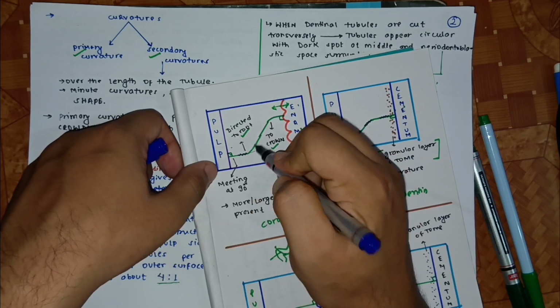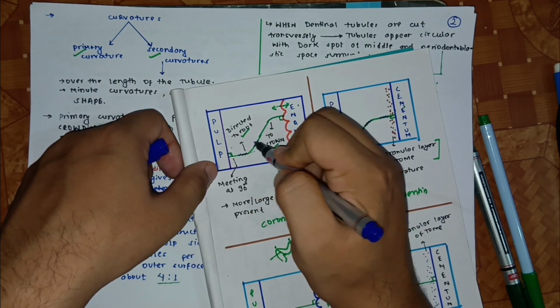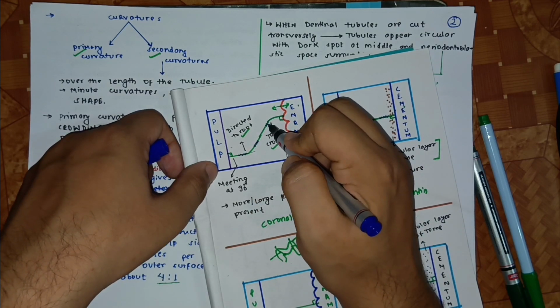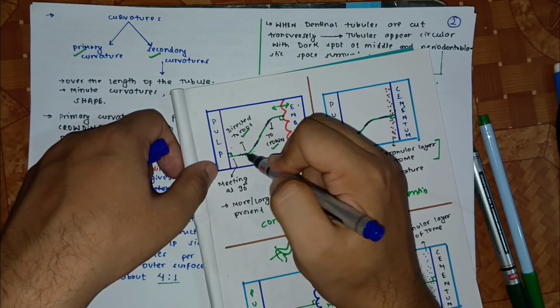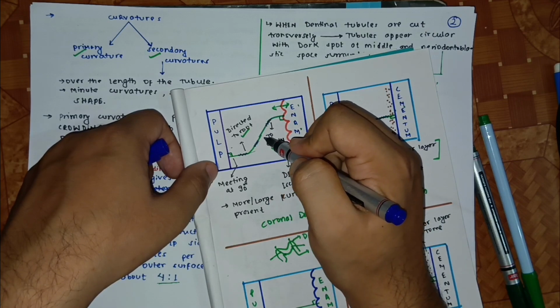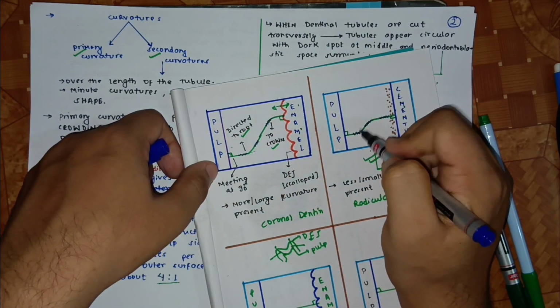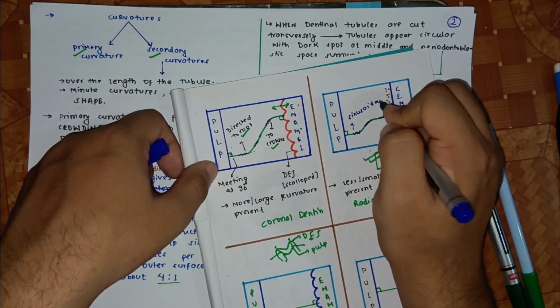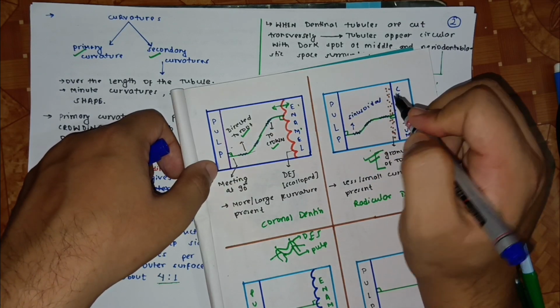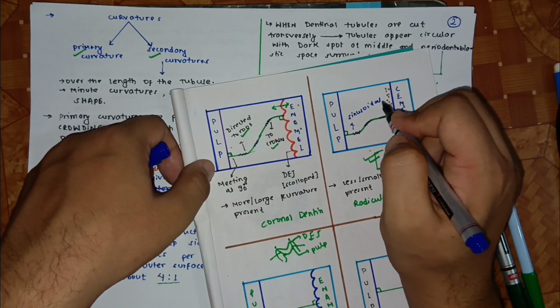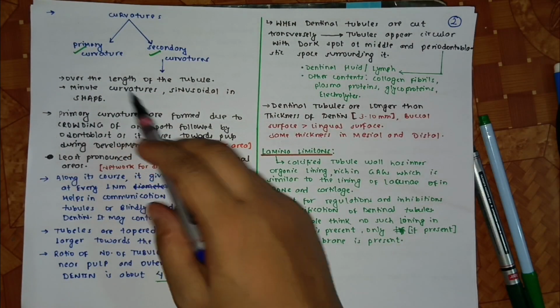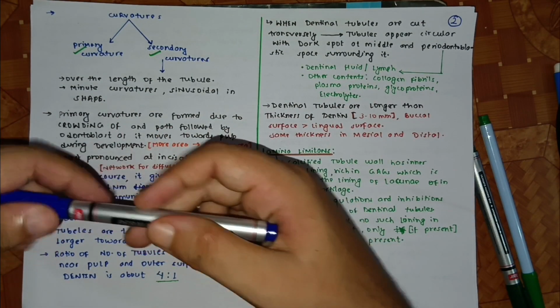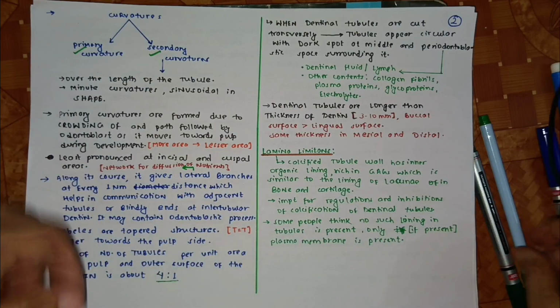Similarly here in this coronal dentin too, smaller curvatures are present. Those curvatures that are present along the length are sinusoidal in shape, along the length of the dentinal tubule. So those types of curvature are called secondary curvature. They are present over the length of the tubule and are minute, sinusoidal curvatures.